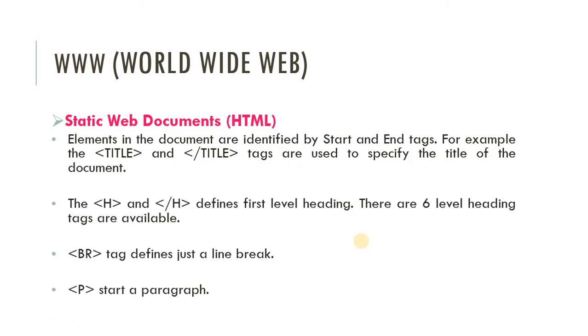The elements in the documents are identified by start and end tags. For example, if we open the title tag, we have to close the title tag. There are 6 levels of heading tags available: H1, H2, H3, up to H6. There is the BR tag for a line break and the P tag for a paragraph. There are many tags available in HTML, and by using them we can create static pages.